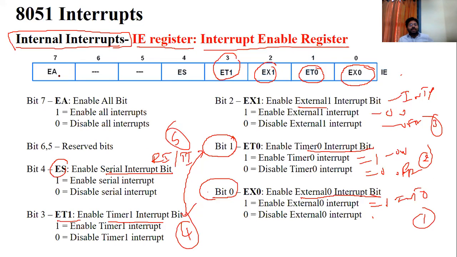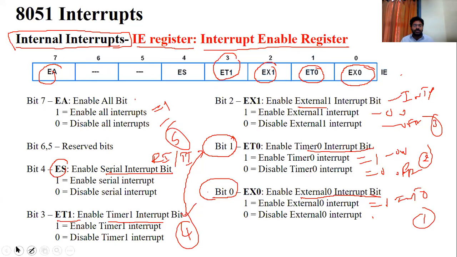Now EA, you know that is the interrupt enable bit that enables all the bits. If it is equal to 1, you can enable the 5 interrupts, that is, you can turn on all 5 interrupts at a time. If it is 0, it disables the interrupts. So by using this interrupt enable register, you can control these 5 interrupts.